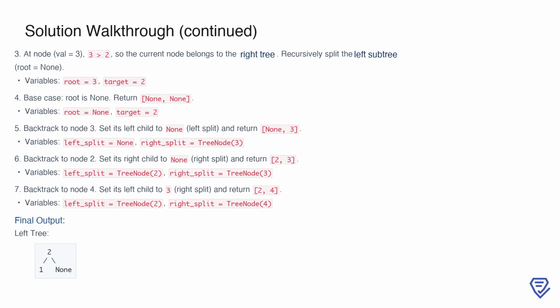Finally, at the root node 4, we set its left child to the subtree rooted at 3, representing the right split. The final result of this split is 2, 4, where the left tree is rooted at 2, and the right tree is rooted at 4.